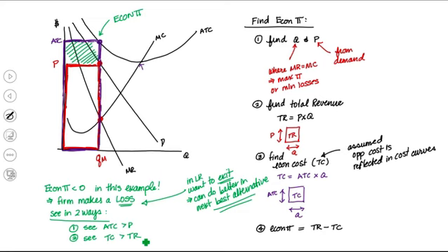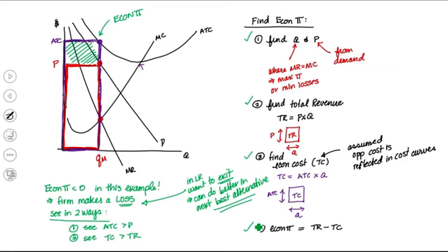So you need to be able to look at a monopoly. We need to be able to find quantity and find price. We need to be able to find total revenue. We need to be able to find economic costs. We need to be able to identify on the graph economic profits. And then we need to be able to determine if it's a loss or not, if it's positive economic profits or is it negative economic profits. And then we need to understand the implications.